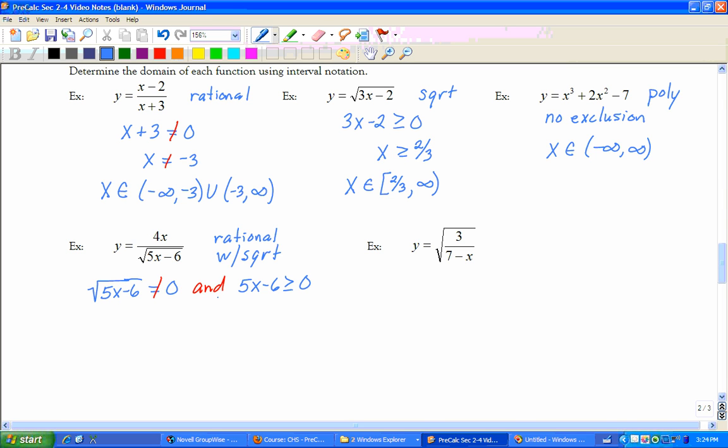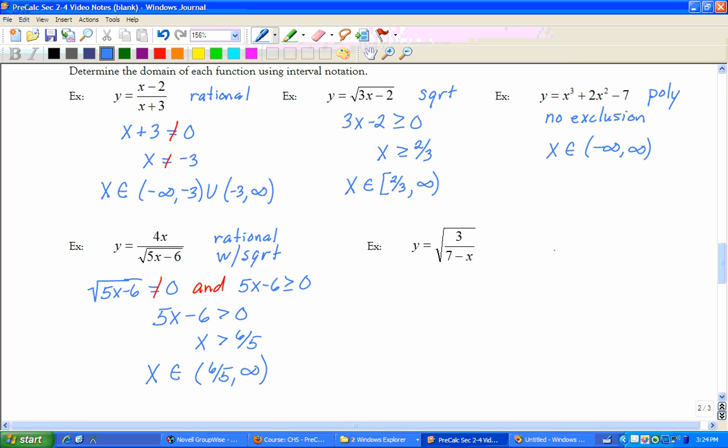So we have an and statement. We need to take into account both of them. So what we're going to do is combine them into 5x minus 6 is greater than 0. And that's the inequality that we're going to solve. So we solve that and we get x is greater than 6/5. We write x is an element of the interval, parenthesis, 6/5 to positive infinity, parenthesis.